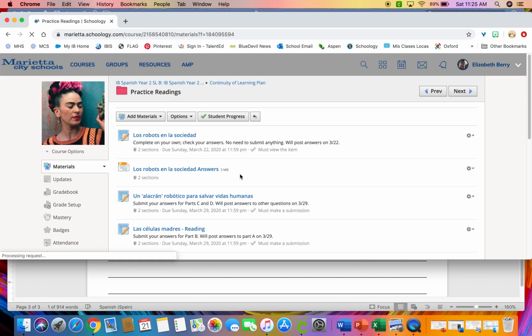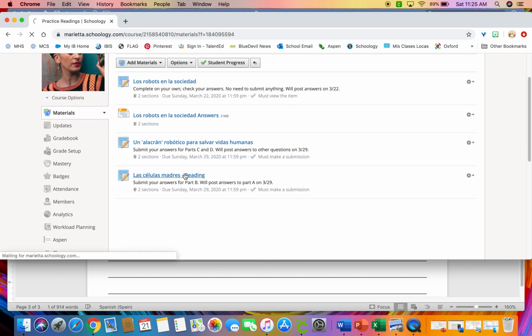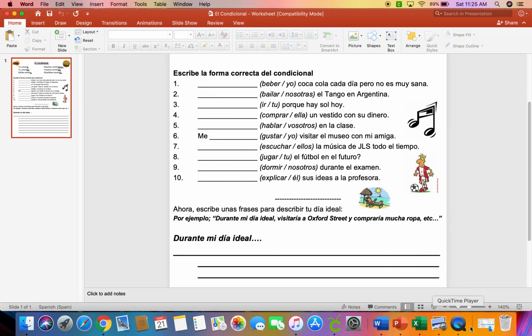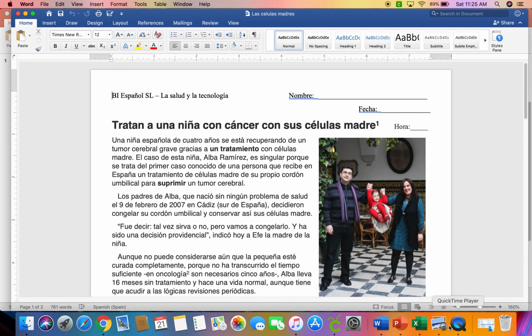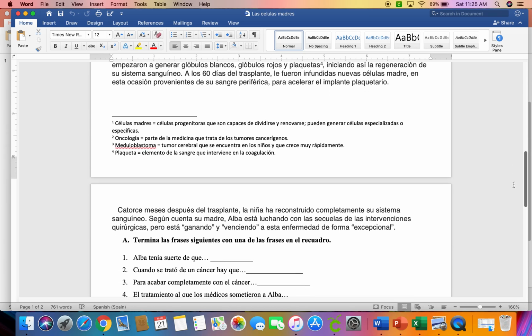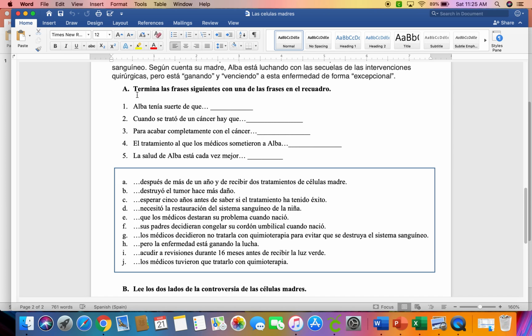And then the other reading is on las células madres. Again, not really long. This reading is about a little girl who's been treated for cancer with stem cells. Again, it's a shorter reading, not like the Robots en Sociedad. And again, one really easy peasy practice activity. You're just going to finish the sentences based off the information of the text with one of the choices below. Obviously, there are more choices than possible.